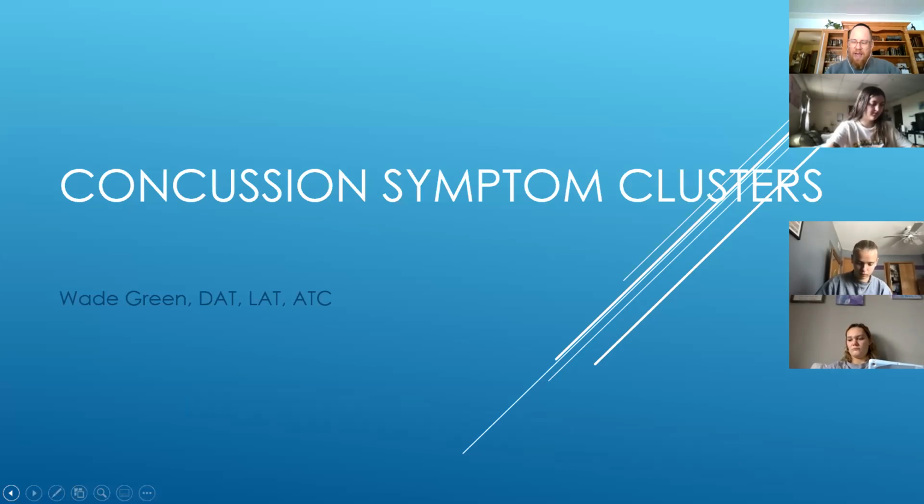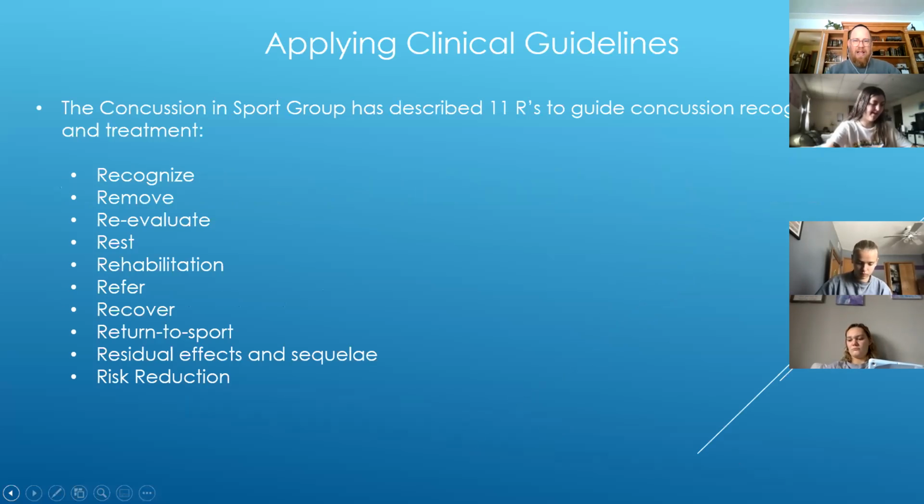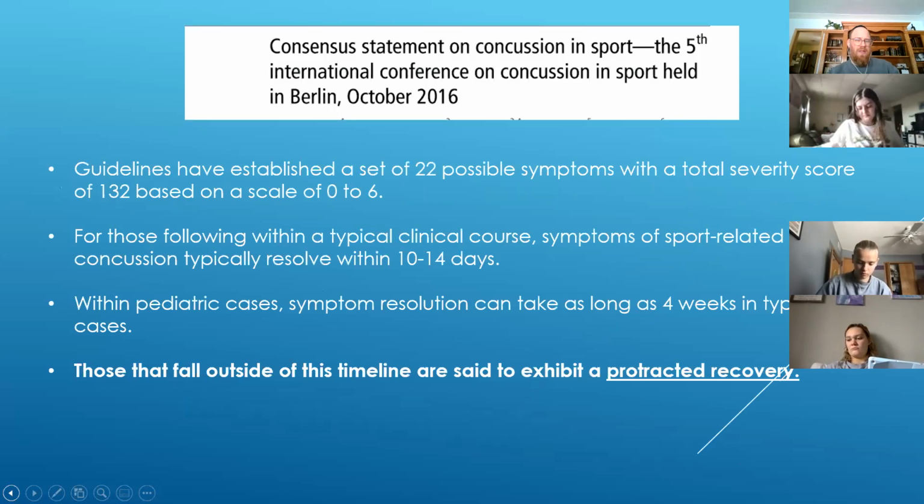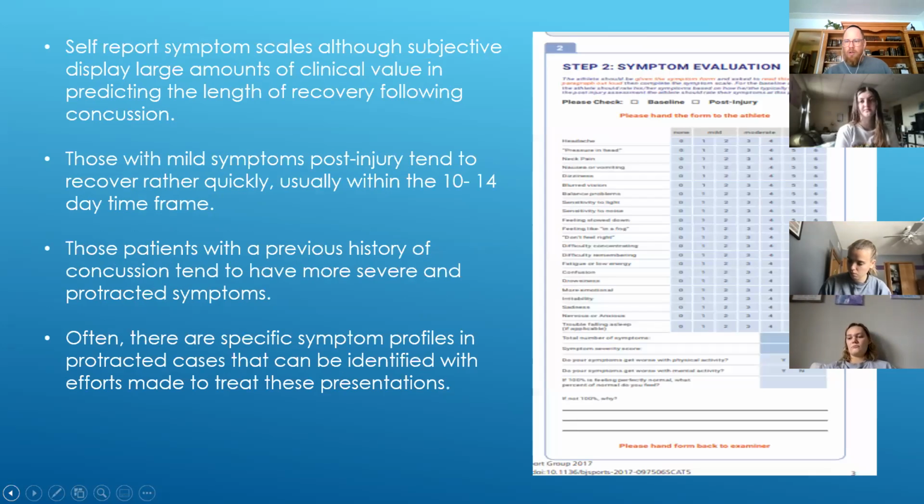Okay. So obviously, guys, just reviewing, we started off yesterday talking about the 10 R's, not the 11, that govern concussion recognition, management, and risk reduction, right? But the one thing that we covered is that most symptoms tend to resolve in 10 to 14 days. And we know about this discomfort is SCAT5, 22 possible symptoms, total possible severity score of 132. However, if we remember, the people that fall outside of that category are said to be experiencing protracted recovery.